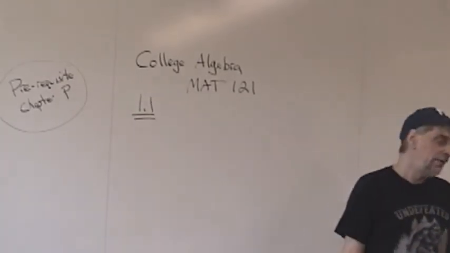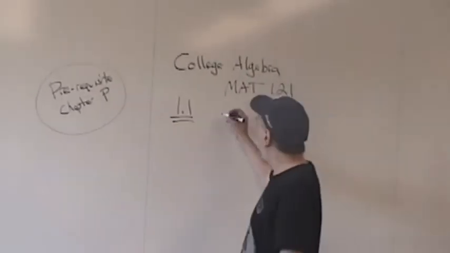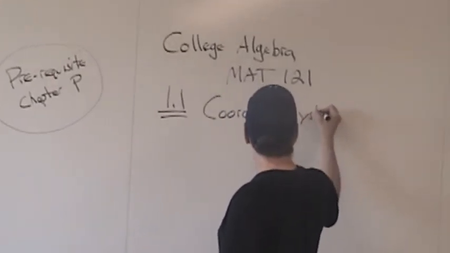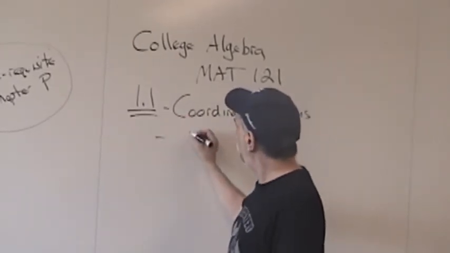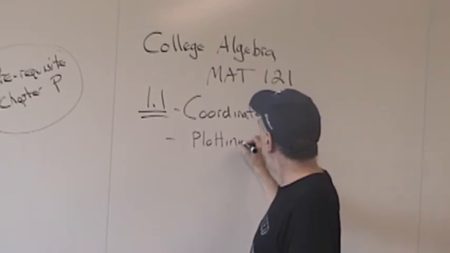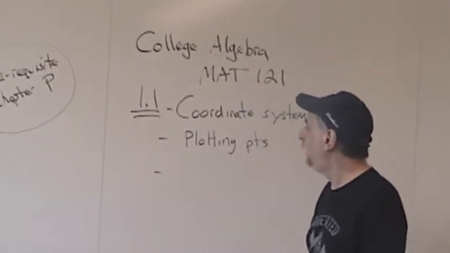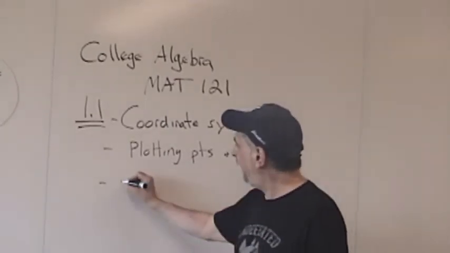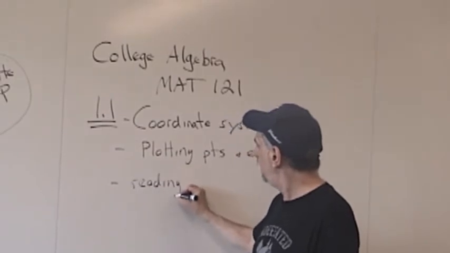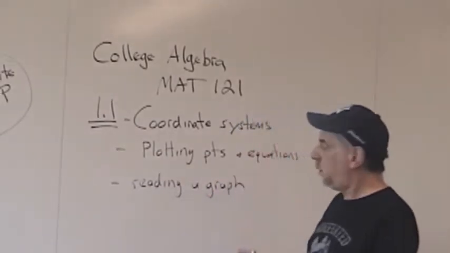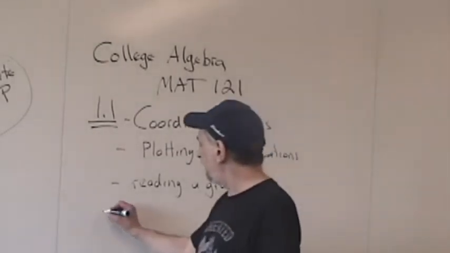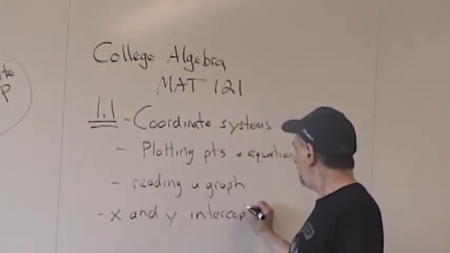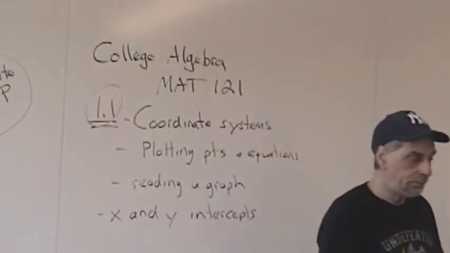All right, so 1.1, very quick section. We're just dealing with coordinate systems and plotting points on those coordinate systems. We'll just list what we'll cover and then we'll briefly explain each thing: plotting points and equations, reading a graph, and intercepts, x and y intercepts. So that's what we want to discuss here in section 1.1.